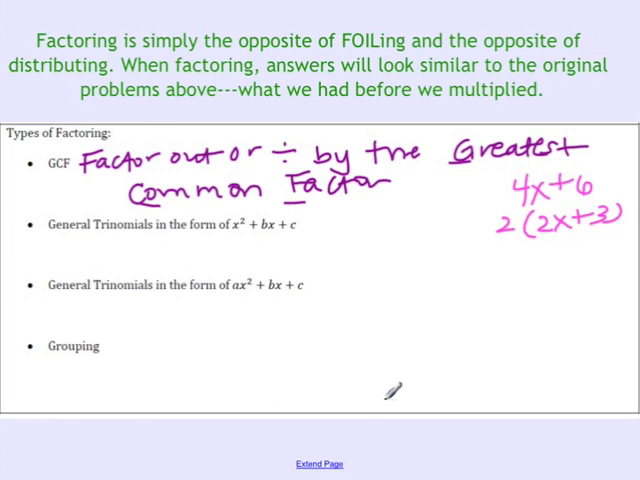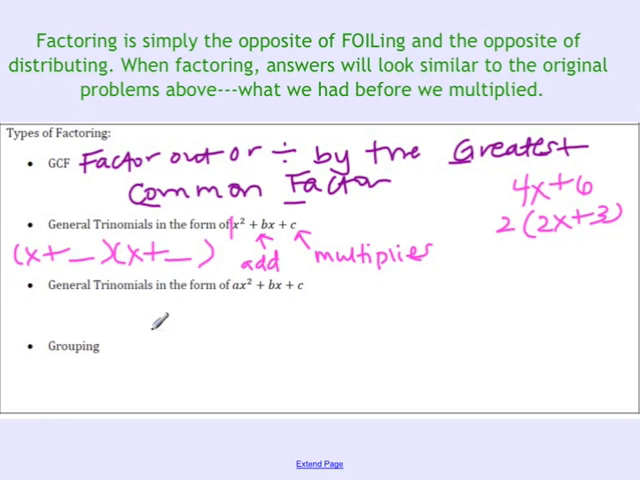General trinomials in the form x squared plus bx plus c. Okay, this is when there's a 1 in front. In order to factor this, you're going to want to think what multiplies to that c value, but would add to b. Okay. And the form of this is going to be x plus some number times x plus some number. And we don't know what those numbers are, but that's the factored form of x squared plus bx plus c.